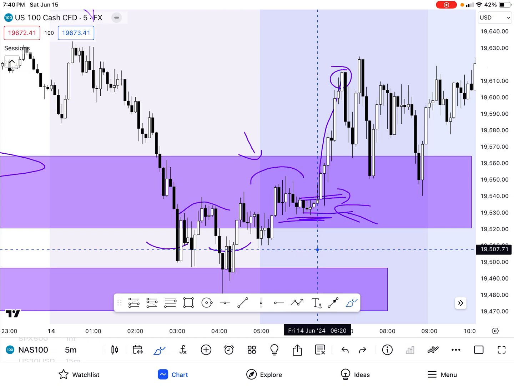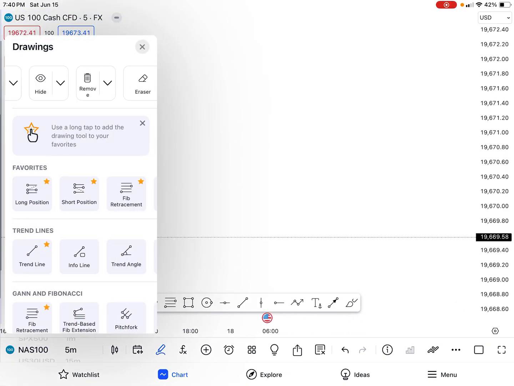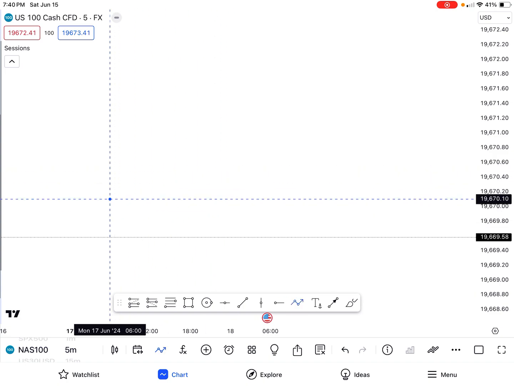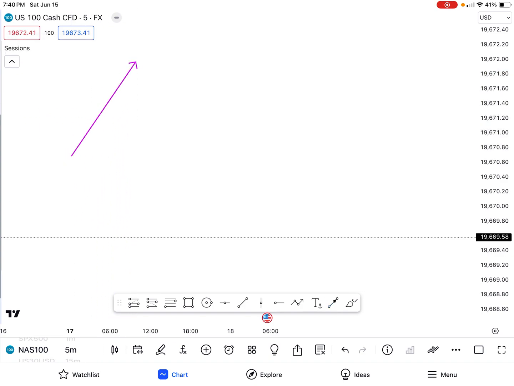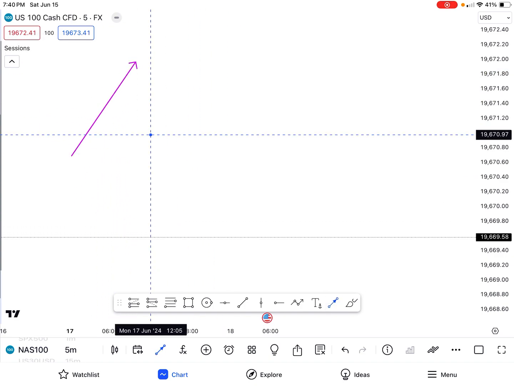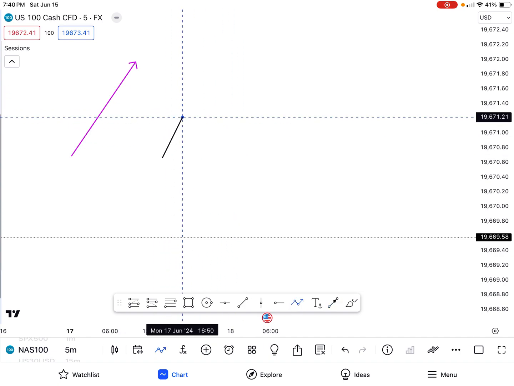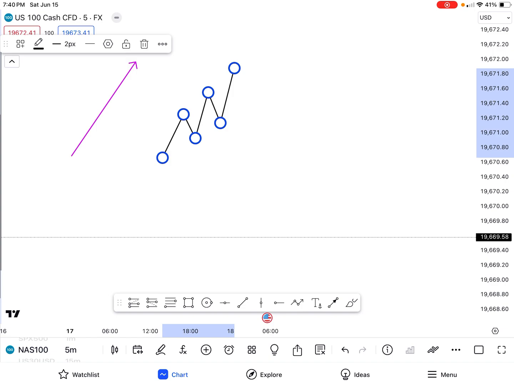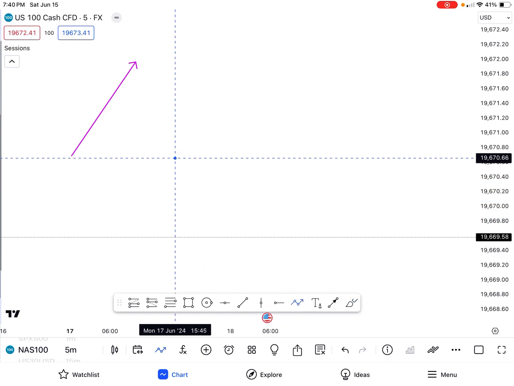To give you a perfect picture of what I was looking at and what I was anticipating, I will draw it up for you guys. So essentially, for me, the market is going up. That's the daily. In the 4 hour, I was looking for something like this to happen. But I didn't really have that happen. Instead, this is what happened here.